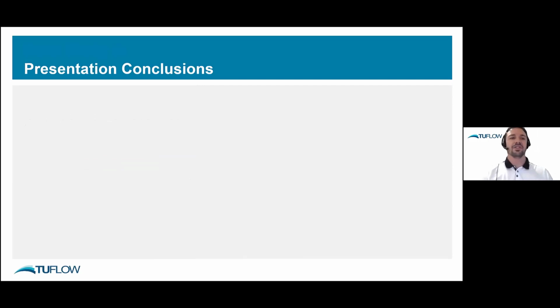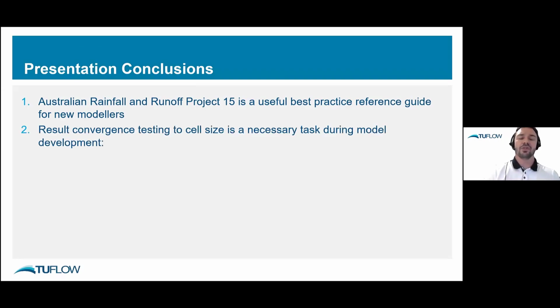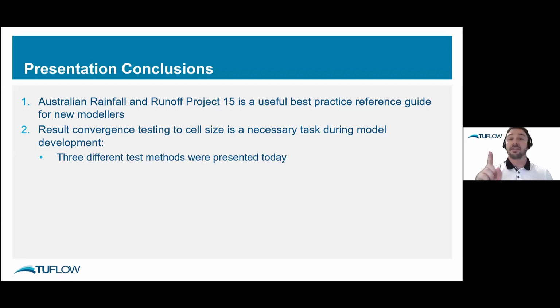So, presentation conclusions here. The Australian Rainfall and Runoff Guideline is very useful. And if you haven't read Project 15, I recommend you do so. You'll get a lot out of it. Result convergence testing, like what I've shown here today, is a necessary task on all projects at that model development phase. I've presented 3 different ways you can do it.